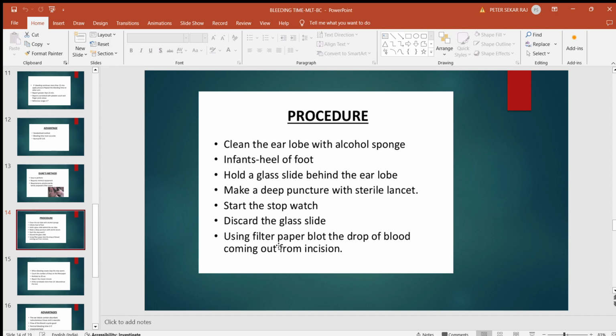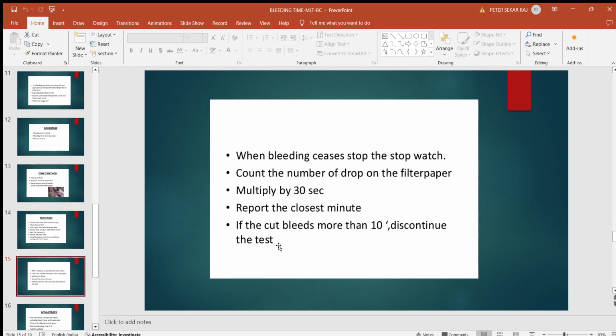The procedure involved in this process is, first of all, we have to clean the earlobe with an alcohol sponge, hold a glass slide behind the earlobe, make a deep puncture with a sterile lancet, start the stopwatch, and discard the glass slide. Using filter paper, blot the drop of blood coming out from the incision. When bleeding ceases, stop the stopwatch, count the number of drops on the filter paper and multiply it by 30 seconds. Report the closest minutes. If the cut bleeds for more than 10 minutes, discontinue the test.